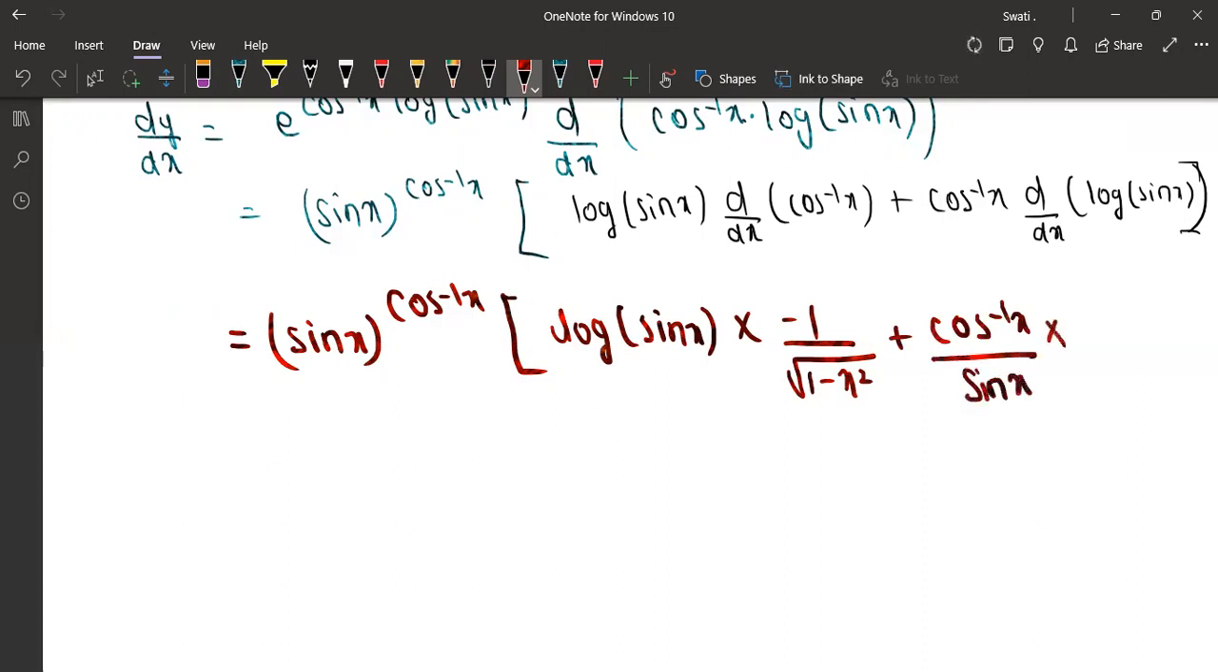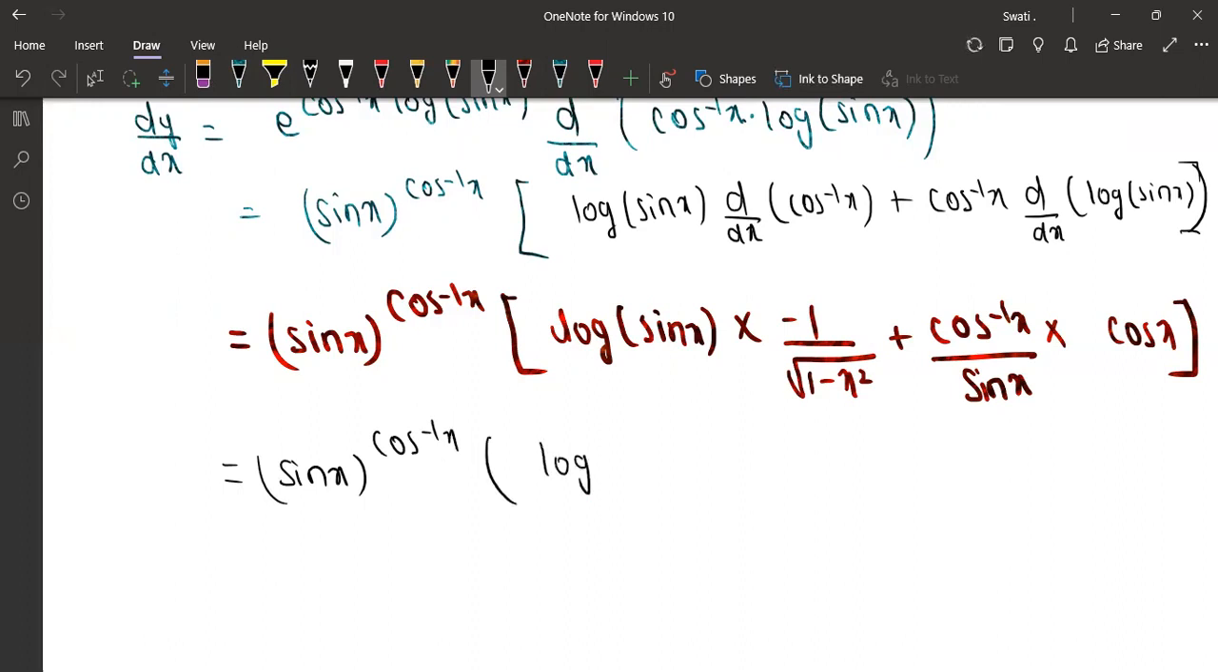and derivative of sin x is simply cos x. Derivative of sin x is cos x only, not minus sin x, it's plus cos x. All right, so therefore the final answer that we are getting is sin x raised to cos inverse x, and in bracket we are getting, of course, minus sign, minus log sin x over root 1 minus x squared plus this cos inverse x as it is, and cos x upon sin x.